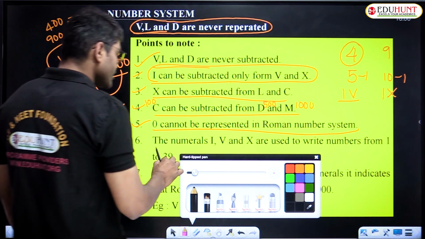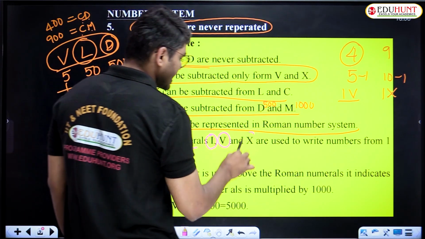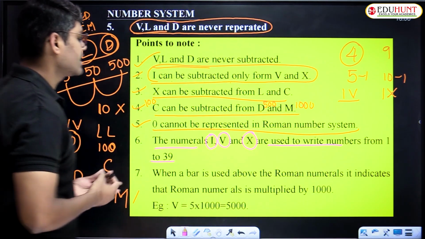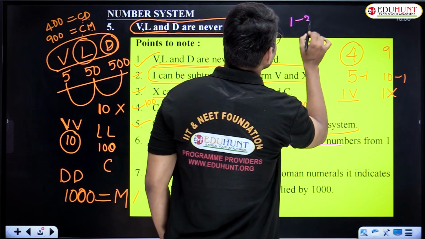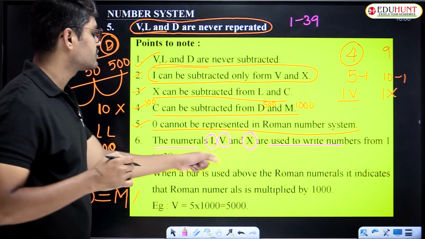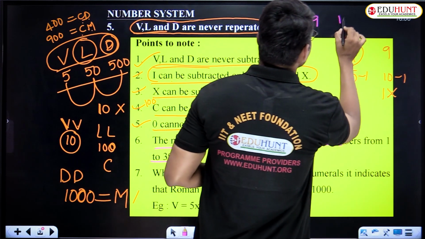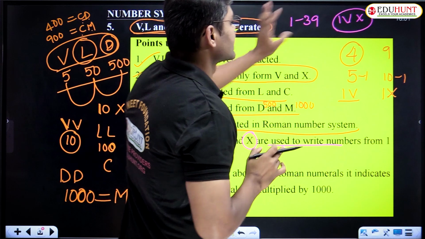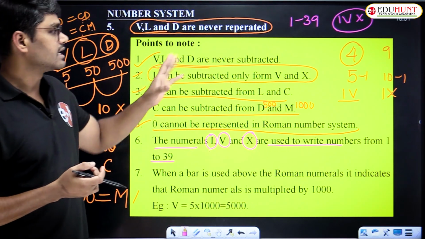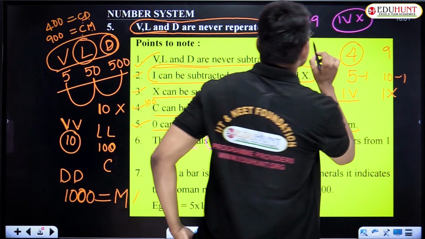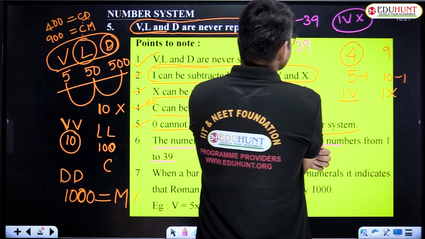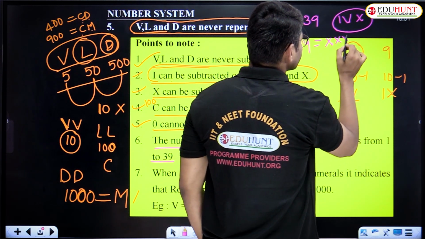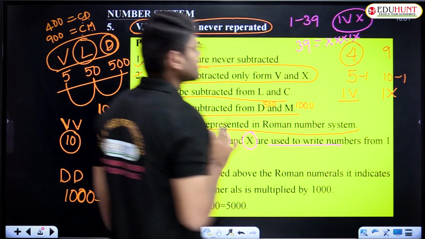The Roman numerals I, V and X are used to write numbers from 1 to 39. From 1 to 39, which Roman numerals do we use? I, V, X. These three letters are enough to write Roman numbers. If I want to write 39, how can I write 39? 10, 20, 30, and 9 means done.